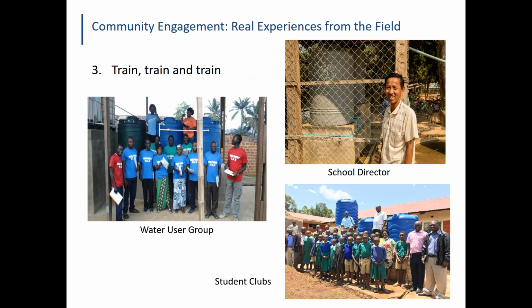There's a lot of training that goes along with these things, as you can imagine. Here's a photo on the left from DRC of a water user group that's trained on how to operate and maintain this, and I think that includes teachers and community leaders and such. School directors or principals are often very important and need to be trained and equipped. And we often recommend the promotion of student clubs, of hygiene practices, and using the filter and around the water.